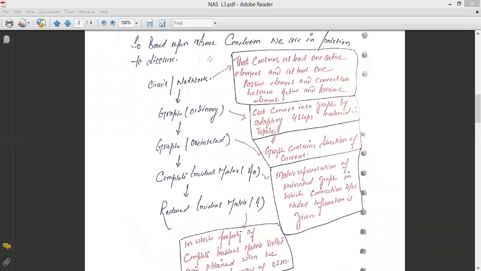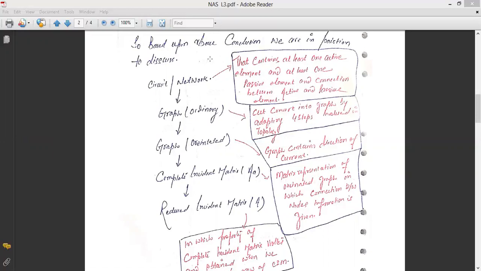Now again, in the case of an ordinary graph, the direction of the current is not given. Once the direction of the current is marked, the graph so obtained is called an oriented graph. So I can write down that an oriented graph is a graph that contains the direction of the current. After the oriented graph, you get the complete incident matrix, which is denoted by capital A and small a, and it is the matrix representation of the oriented graph in which connection between the nodes information is given.